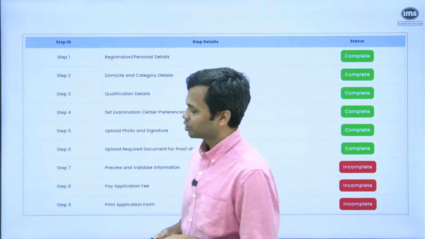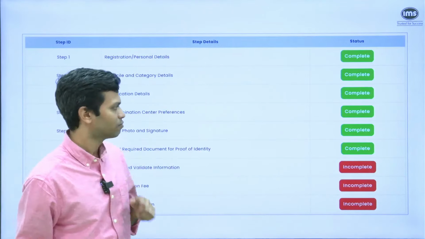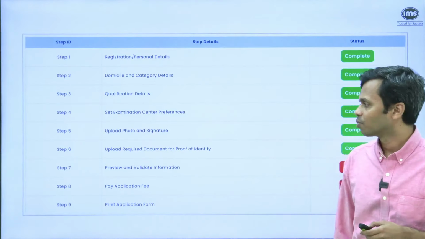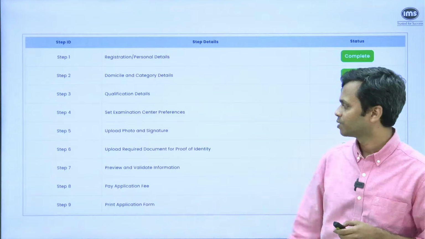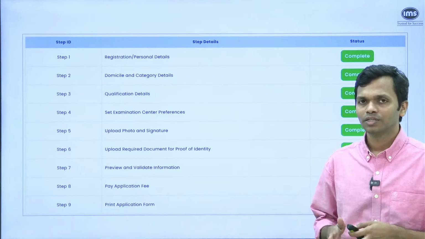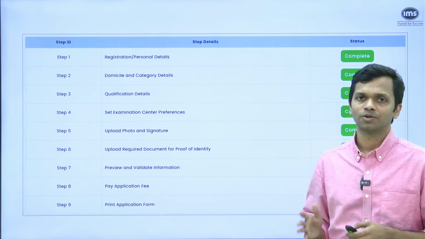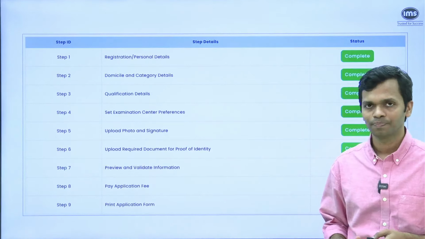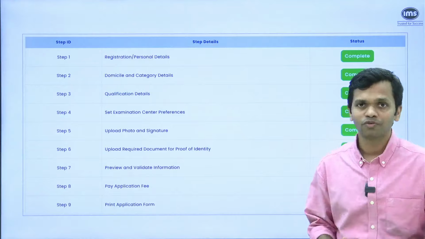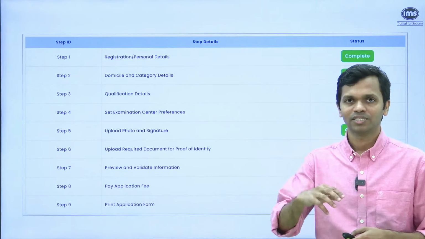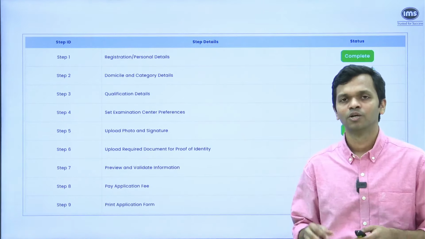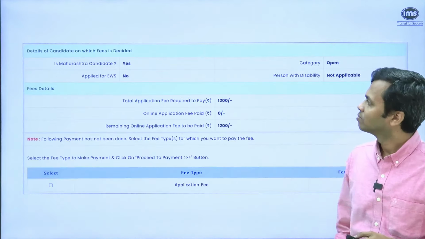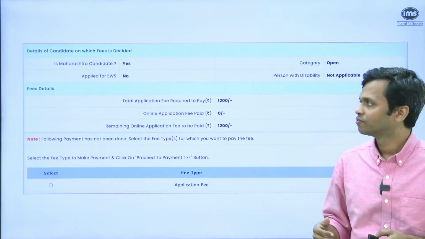So now we have reached step 6. We have completed the first 6 steps of the form. We still have 3 steps remaining. The 7th step that you have is preview and validate the information. At this stage, you will go through all the things that you have entered in your form and check whether everything has been correctly entered or not. Make sure that you actually follow this rather than just simply clicking on yes, everything is fine and then moving on to the next step. So go through all the details that you have mentioned so far. Once done, the only thing then remaining is paying the application fees, which is step 8.